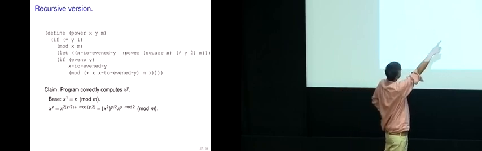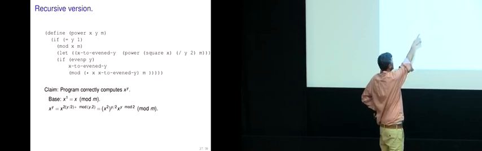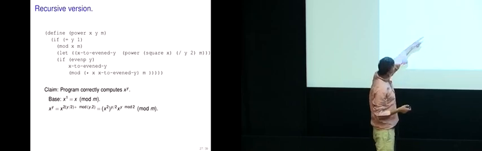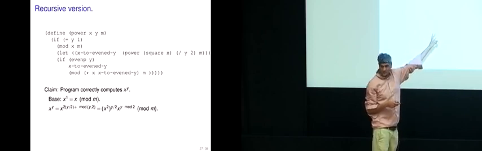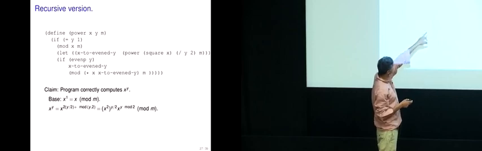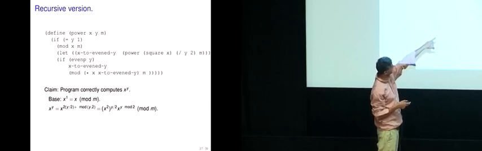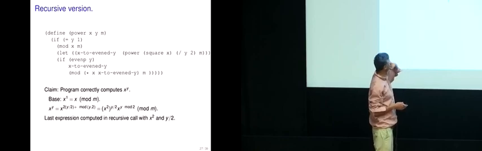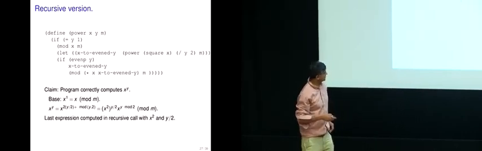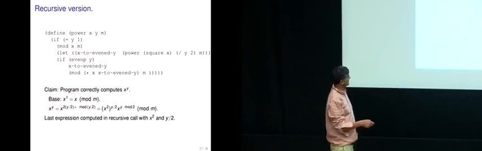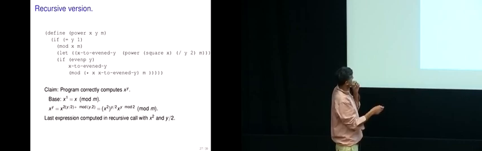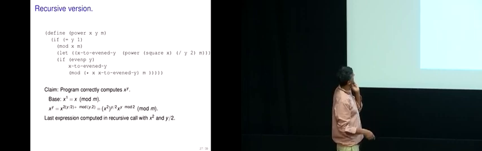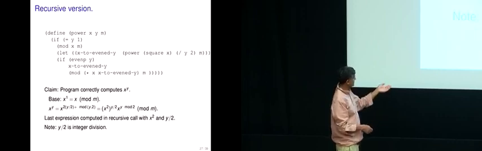I'm calling this function again on the square with the power 1 over 2. Now, y over 2 is not necessarily an integer, so you have to deal with the fact that it might be odd or even. If it's odd, that's what this extra thing is. I either multiply by this thing or I don't. The last expression computed in the recursive call is this expression, that's this first part. And now y over 2 is integer division.